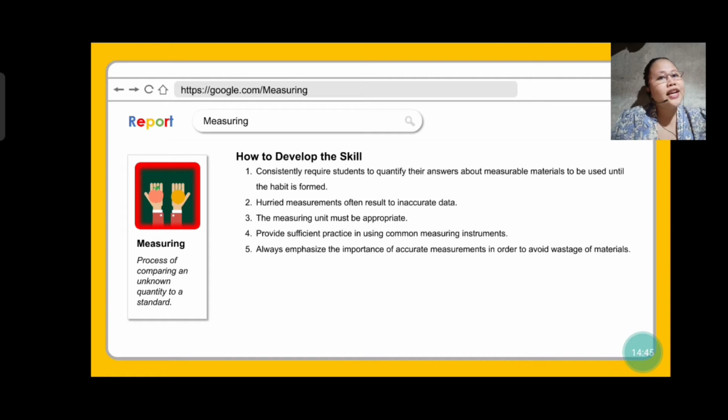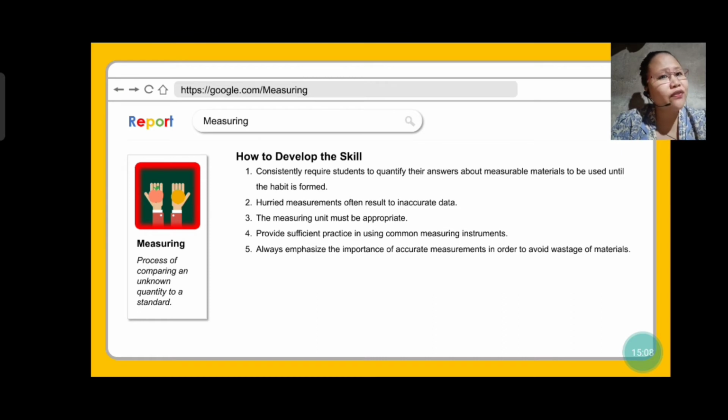Third is that the measuring unit must be appropriate. For example, if you want them to measure length, the unit must be meters, centimeters, and inches. You will not use kilograms or liters, to avoid confusing the students.